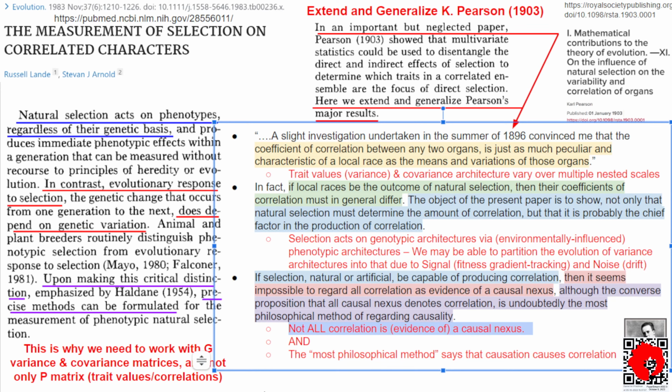Sometimes things are spuriously correlated, including in super nuanced and model-specific ways, but aren't they all? And the most philosophical method says that causation causes correlation. The proposition that all causal nexus denotes correlation. So is this good? Do we want the most philosophical method? Or what even is the most philosophical method? That's kind of interesting of Pearson.